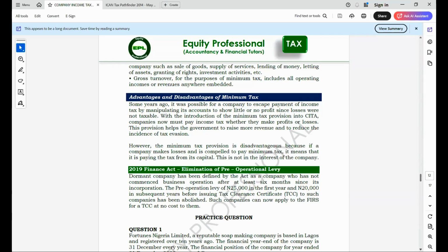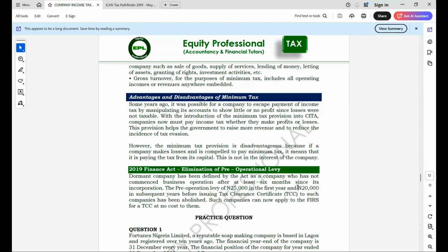Then before the Finance Act 2019, there was what we call pre-operational levy, which was usually payable by any registered company that was requesting a tax clearance certificate. If you are a registered company and you request a tax clearance certificate, and you are yet to commence operation, before the Finance Act there was usually a fee paid to the tax authority, which was 25% in the first year and 20% for subsequent years for the issuance of tax clearance. But this particular fee has been abolished by the Finance Act 2019. So there is nothing like pre-operational levy again.